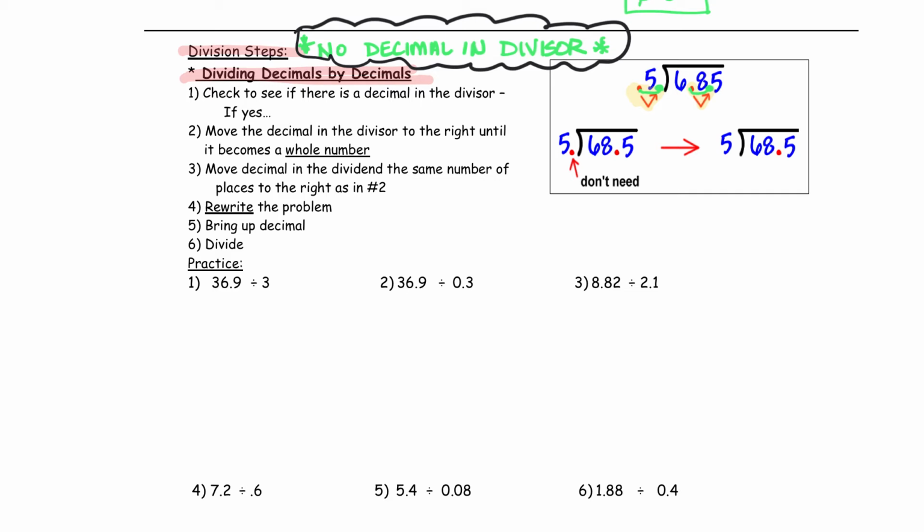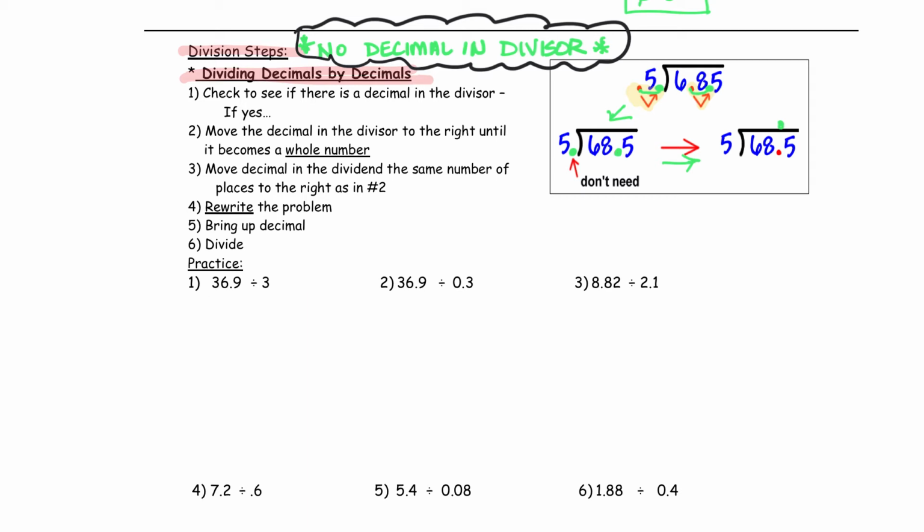So in this case here, let's continue and look down at this one here. Now we notice that we have a decimal here on the outside. Well, we really don't need that, but is it wrong if you leave it there? No. But our decimal now is in the correct place in the dividend. And that just leads us to this, 5 divided into 68 and 5/10. And remember, the first thing you would do is bring up your decimal. And that's how you set it up.